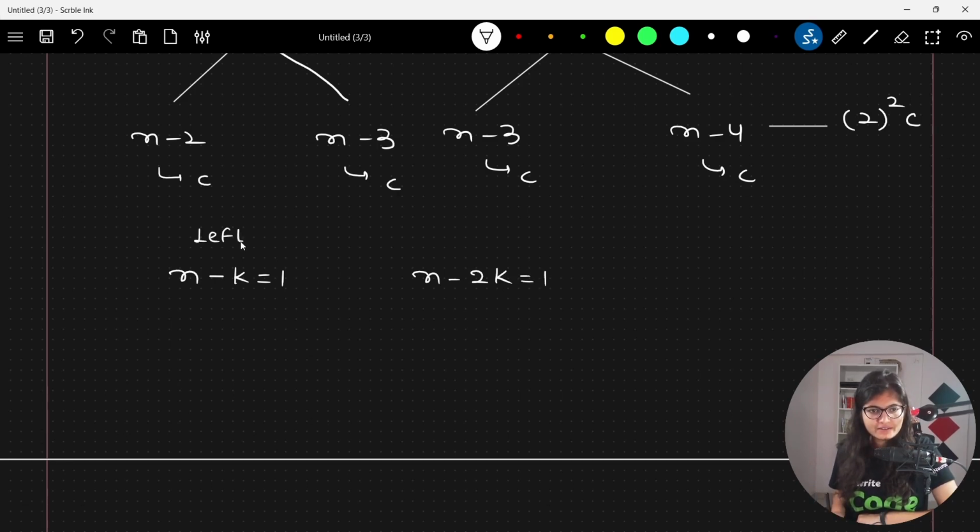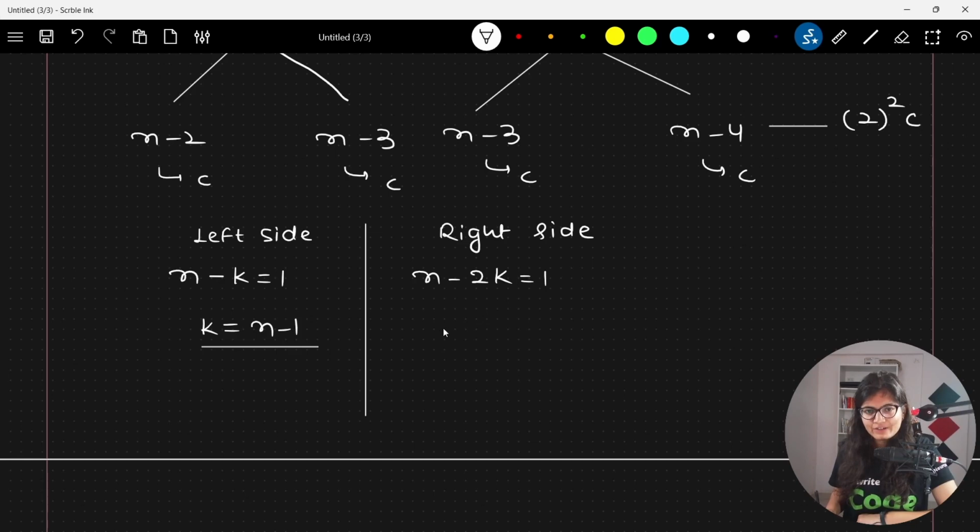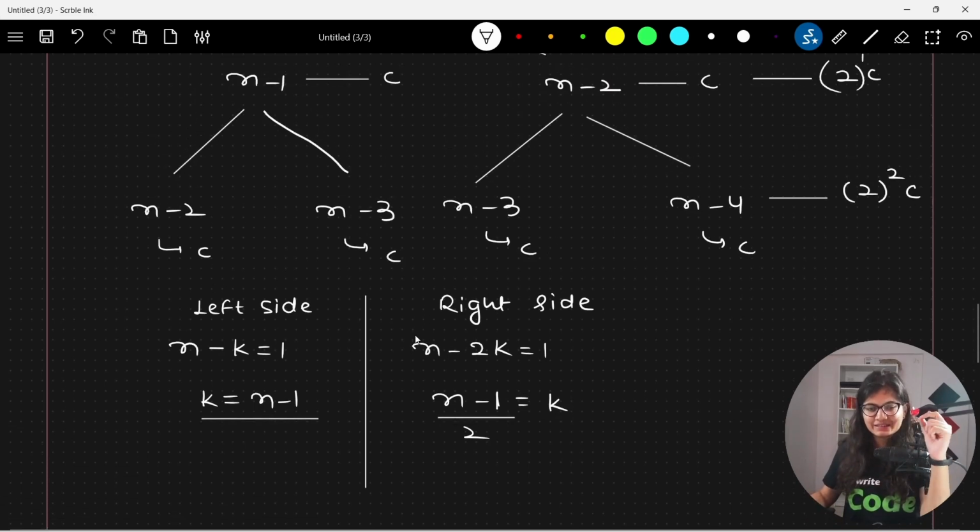So for the left side, this is what we are trying to do, right? And on the right side, this is what we are trying to do. So the value of k on the left will come out to be n minus 1. Similarly, on the right the value of k will come out to be n minus 1 divided by 2. So the number of levels that we are traversing on the left will be k, which is n, because n minus 1, I am taking the constant part.